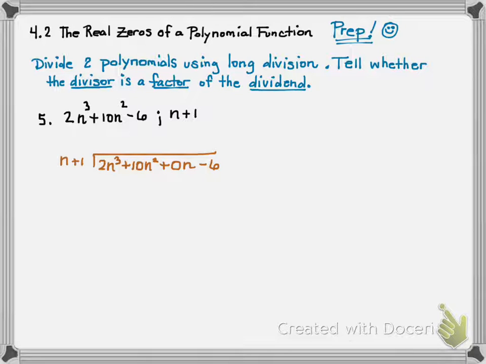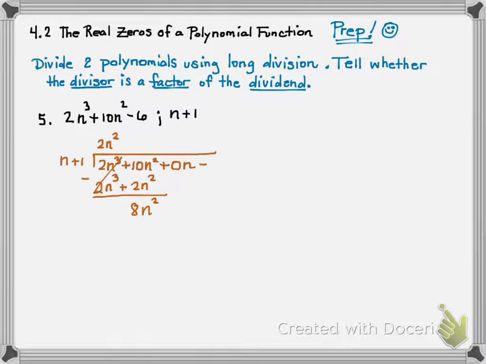certain n powers. Okay, so how many n's does it take to make 2n cubed? We're going to multiply that by 2n squared, right? All right, so 2n squared times n is 2n cubed. 2n squared times a positive 1 is a positive 2n squared. I'm going to subtract these guys. And a 10 minus 2, that gives us an 8n squared.